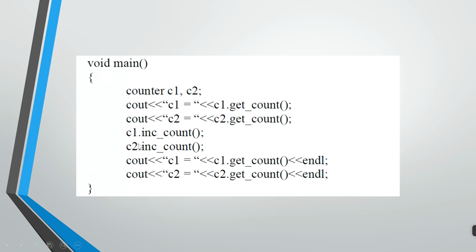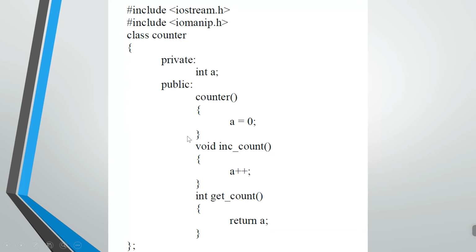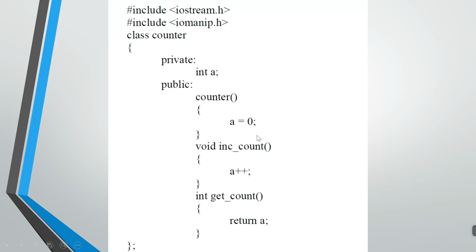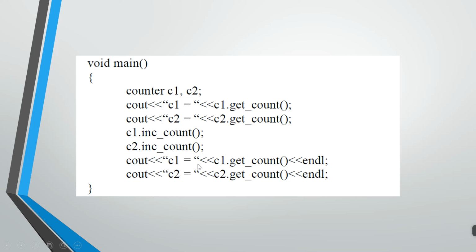Now use C1.incrementCount. When you increment count, this member function will be executed. So a becomes a++. That means one increment will be taken to a. So even C2.incrementCount, here also this particular member function will work. So now C2 also will be incremented. C2.a also will be incremented to 1. So here C1.a was 0 because of the constructor. C2.a is also 0 because of the constructor.